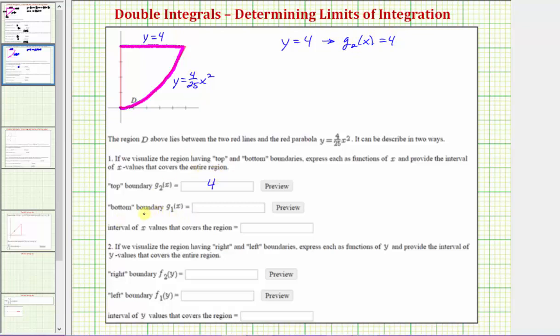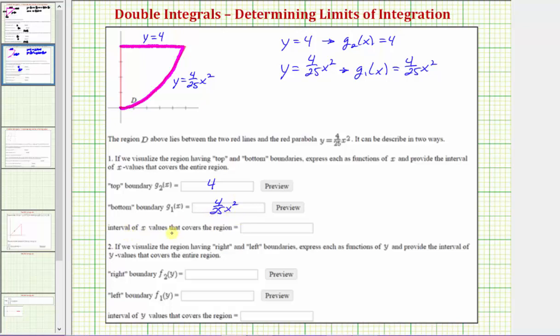Next, the bottom boundary, which we want to give as g sub 1 of x, would be y equals 4/25 x squared, which is already given as a function of x, and therefore g sub 1 of x is equal to 4/25 x squared. Of course, 4/25 could also be expressed as 0.16, so we could also express this as 0.16 x squared.